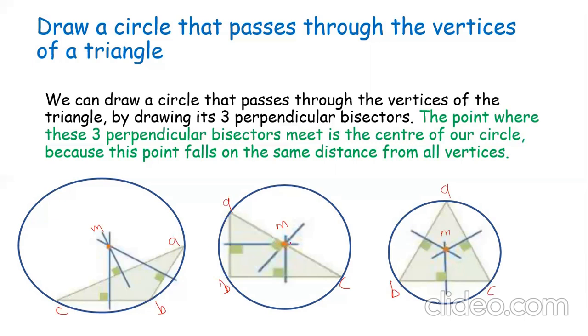So I can treat M as the center of the circle that passes through the vertices of each of those triangles, since I have here the length MC is equal to the length of MA and is equal to the length of MB. So each of them, I can call a radius of the circle that passes through the vertices of the triangle. And the same applies to the other two cases.